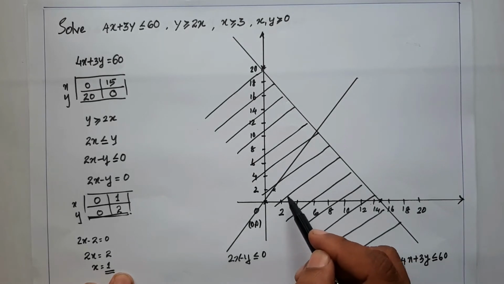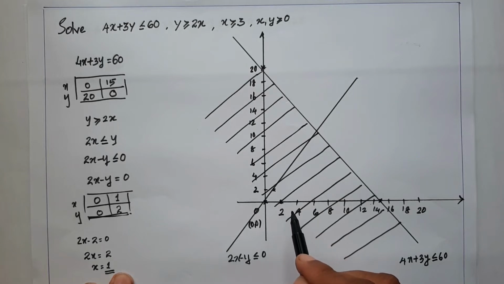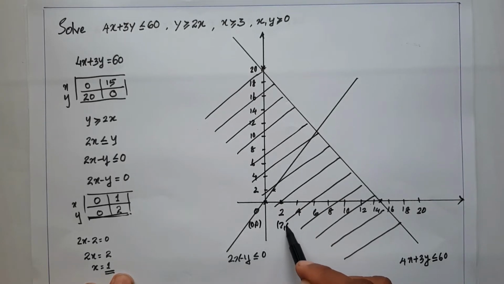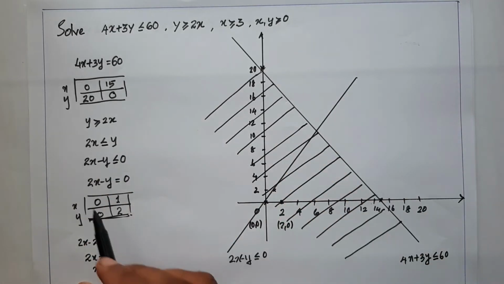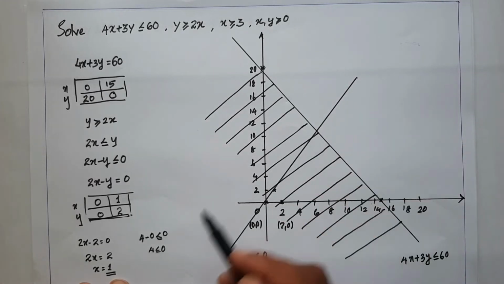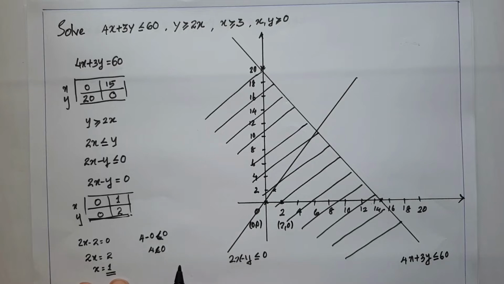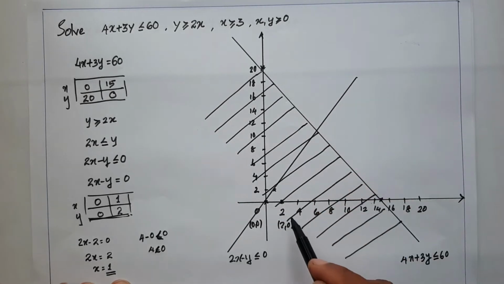I'll take a point on the lower half plane. Suppose you take this point. The coordinate of this point is 2, 0. Then we put 2, 0 into the given inequality, that is x equal to 2 and y equal to 0. That is 2 into 2, 4, minus 0 is less than or equal to 0, that is 4 less than or equal to 0. And equal to is not considered because equal to represents the line, so it is 4 less than 0. 4 is not less than 0. That means 2, 0, a point in the lower half plane below the line, does not satisfy the given inequality.